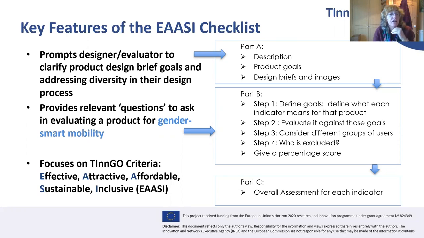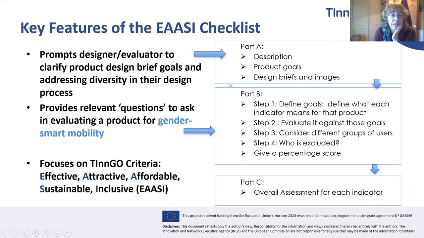The EAASI checklist prompts the designer, beginning by asking them to clarify their design brief goals and to think about how they've addressed diversity in their design process. So in part A, we have a declaration stage where people can describe briefly the product that they're evaluating, say what its goals are, and append any design briefs and images that they want to.